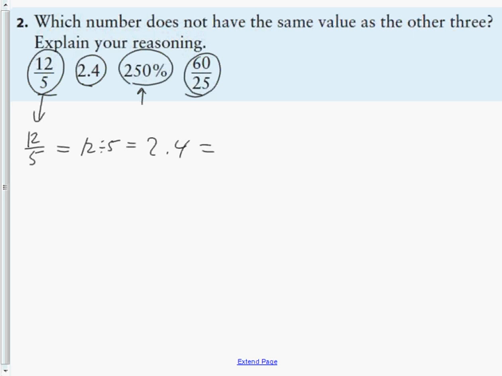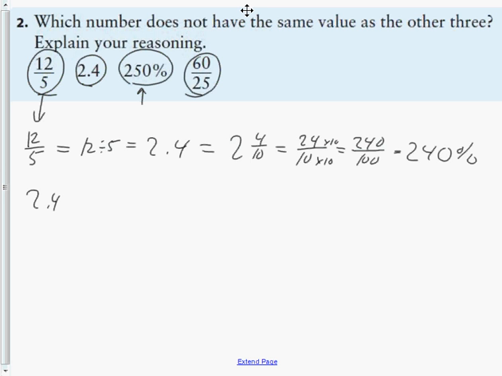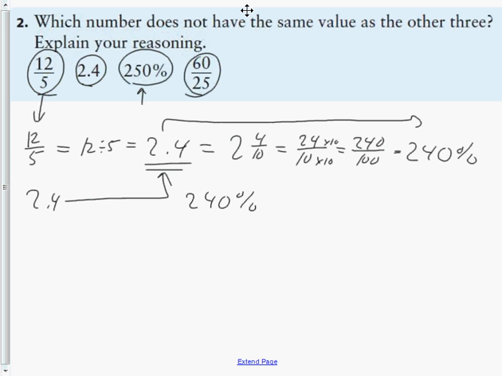So 2 and 4 tenths would be 24 tenths, which would be 240 hundredths by creating that equivalent fraction, which would be 240%. The second one, 2.4, actually picks up my train of thought right here. If I was thinking 2.4, the train of thought is going to be the exact same thing all the way down, so I know that 2.4 is also 240%. Now, since the third one is 250%, I know that 60 over 25 probably is going to be 240%.